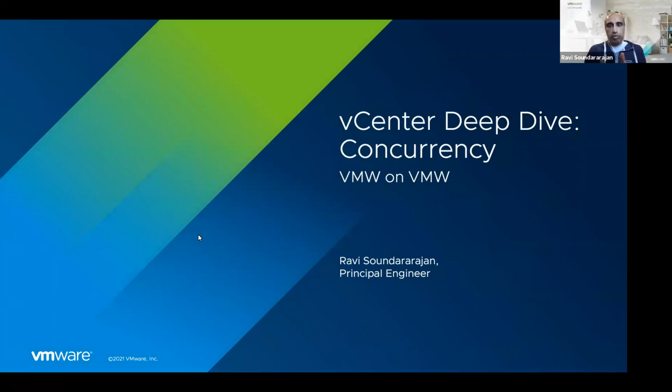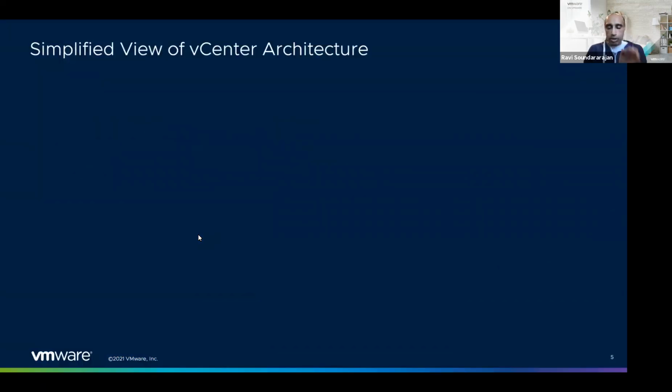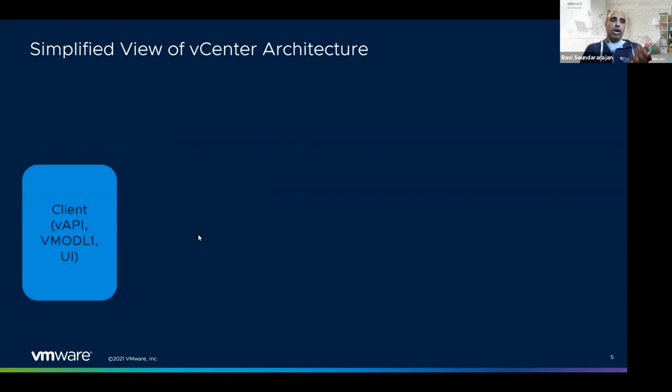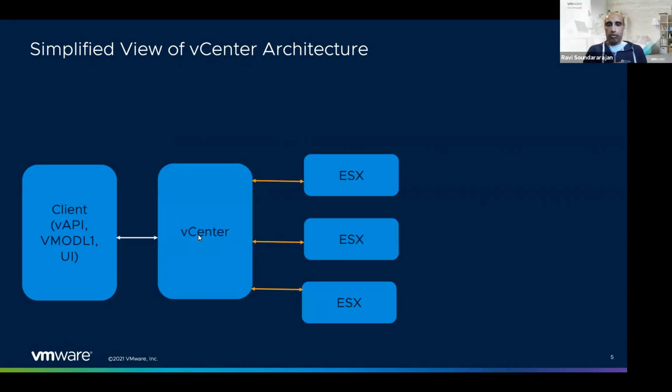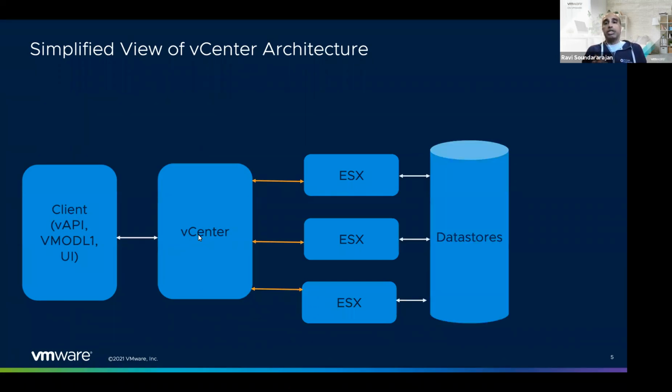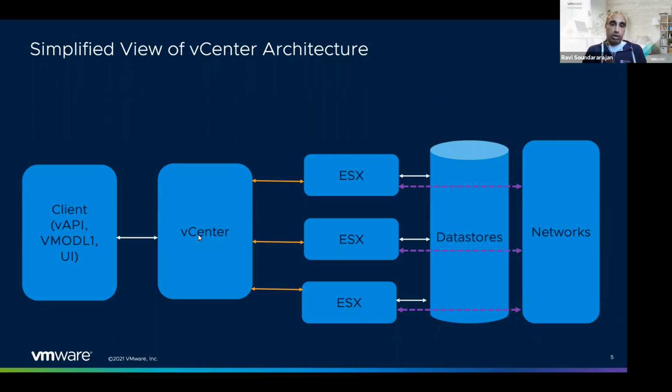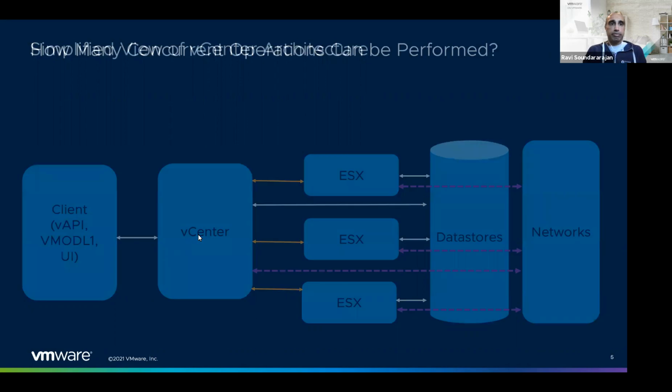So without further ado, let's talk about by far the most common question I get from customers. How many operations can I do at once? And to understand that, let's first take a quick look at a very, very simplified view of what vCenter looks like. You have your clients. This can be UI clients, they can be API clients, etc. They talk to vCenter, and of course, vCenter is in some sense the front end to the vSphere or ESX hosts that you're talking to, each of which is connected to a number of data stores and a number of networks. And of course, vCenter manages some aspect of those data stores and networks as well. So this is the mental model you should have as you consider the rest of this talk.